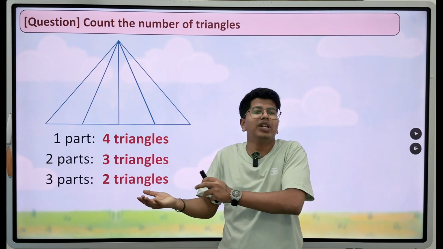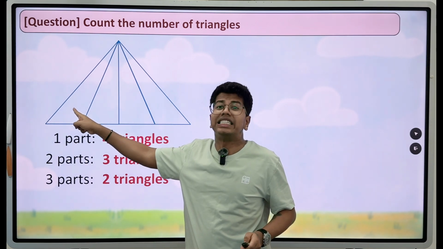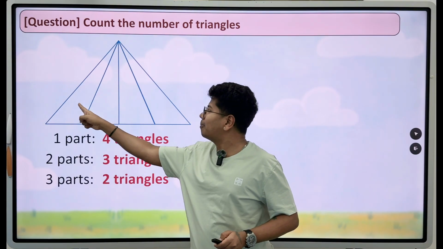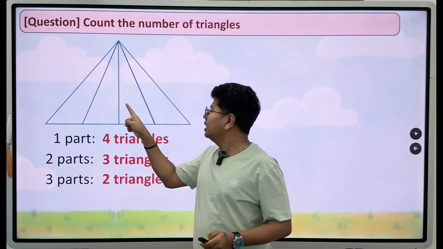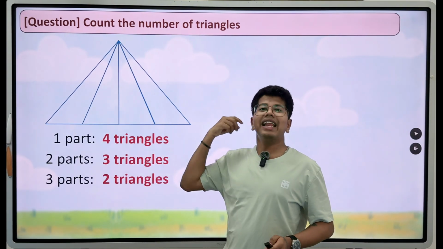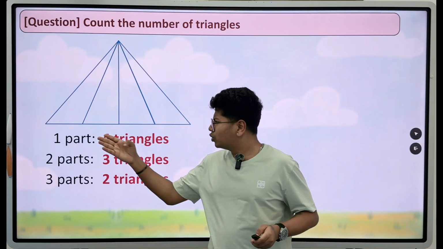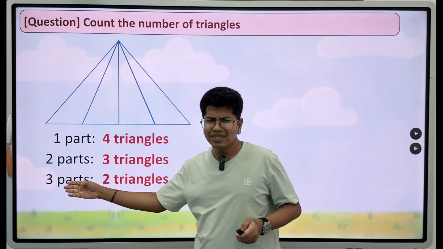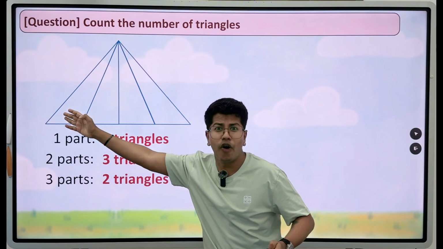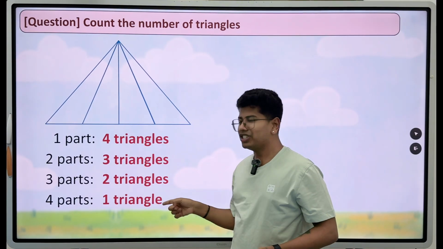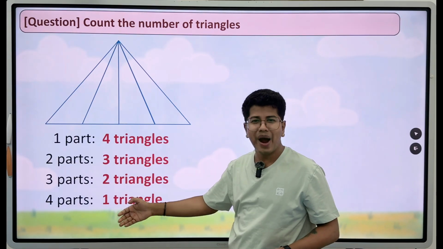And we can calculate it by combining these 3 parts. 1, 2, 3. These 3 parts when I combine, I get 1 triangle. These 3 parts when I combine, I get the second triangle. So that's why it's 2 triangles. We can combine all the 4 parts together. So 4 parts together is nothing but just 1. See, 4, 3, 2 and 1.